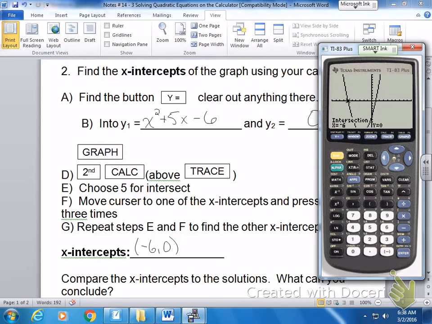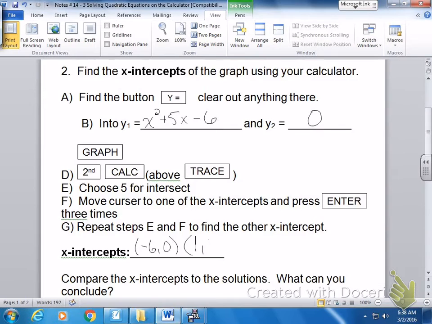Now let's do it again. Second trace. I want to choose 5. I'm going to go over to the other intersection. Almost there. Maybe I'm not pushing it. So now I have it pretty close. I hit enter slowly 3 times, and it gives me my other intersection, which is 1, comma 0.